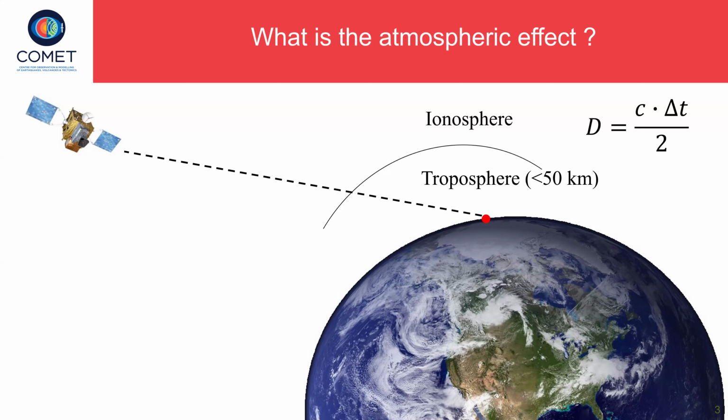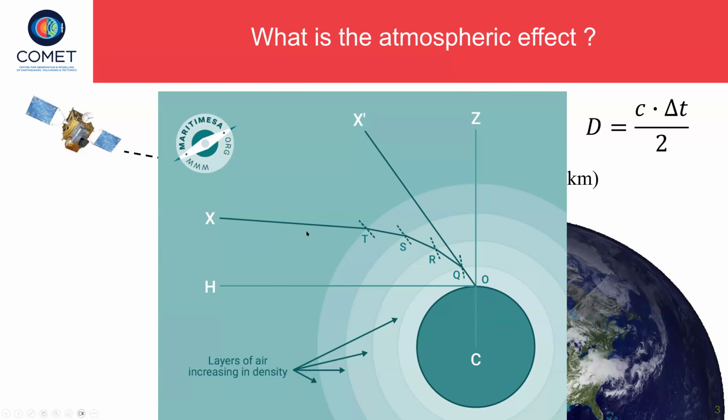So this is the ideal case. This is the equation we use to calculate the distance. This is our measurement. However, because of the existence of the troposphere and the ionosphere above the Earth, the signal gets affected by the atmosphere. For example, in this figure, the density of the air is larger near the ground and smaller high in the sky. So the traveling path of the signal will be curved by the atmosphere.